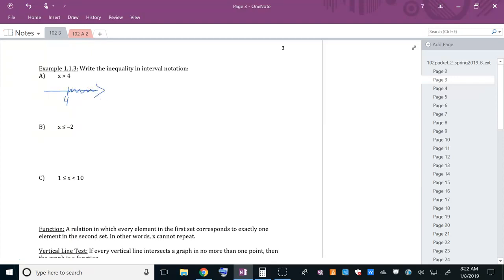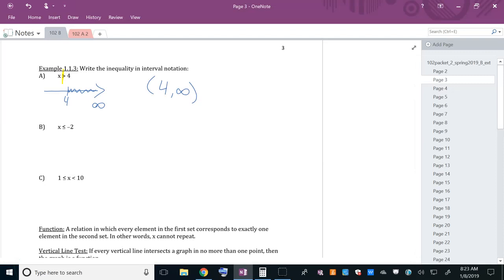Now I keep going. That's why I draw an arrow. Anytime we have an arrow going to the right, that means we're going to positive infinity. So my interval notation are those two numbers, 4 and then comma infinity. Now around that I have to put either parentheses or brackets. Here it is a strictly greater than. So that means I'm going to use parentheses.